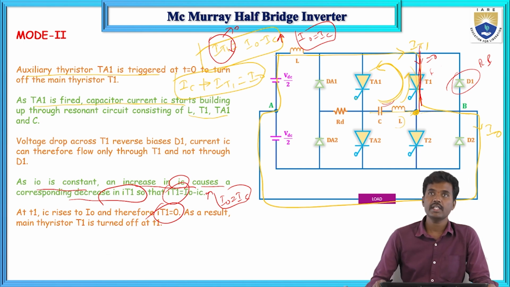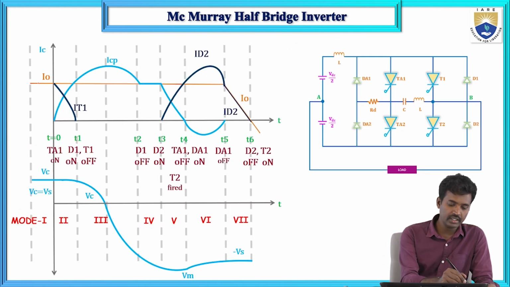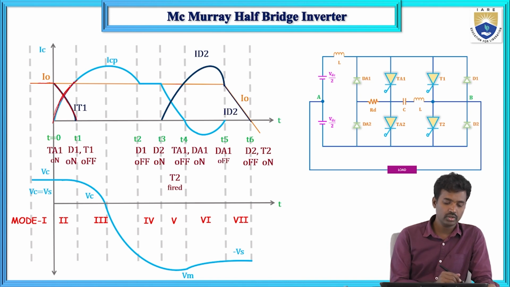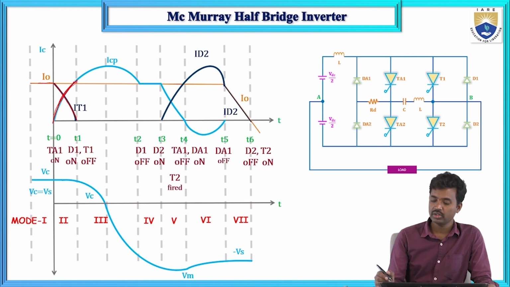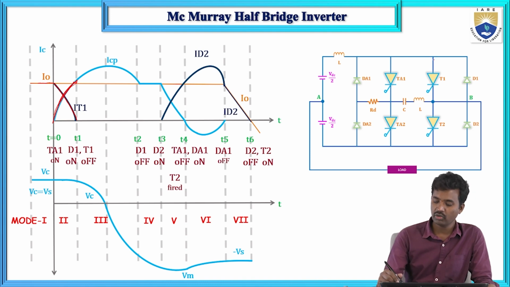So this is the second mode of operation. Here IT1 current is decreasing. Initially it was I naught, it is decreasing, and the IC current is increasing. In this case D1 will be turned off. When IC current reaches I naught, D1 will be turned on. When T1 is turned off, D1 turns on, since they are connected in anti-parallel fashion.